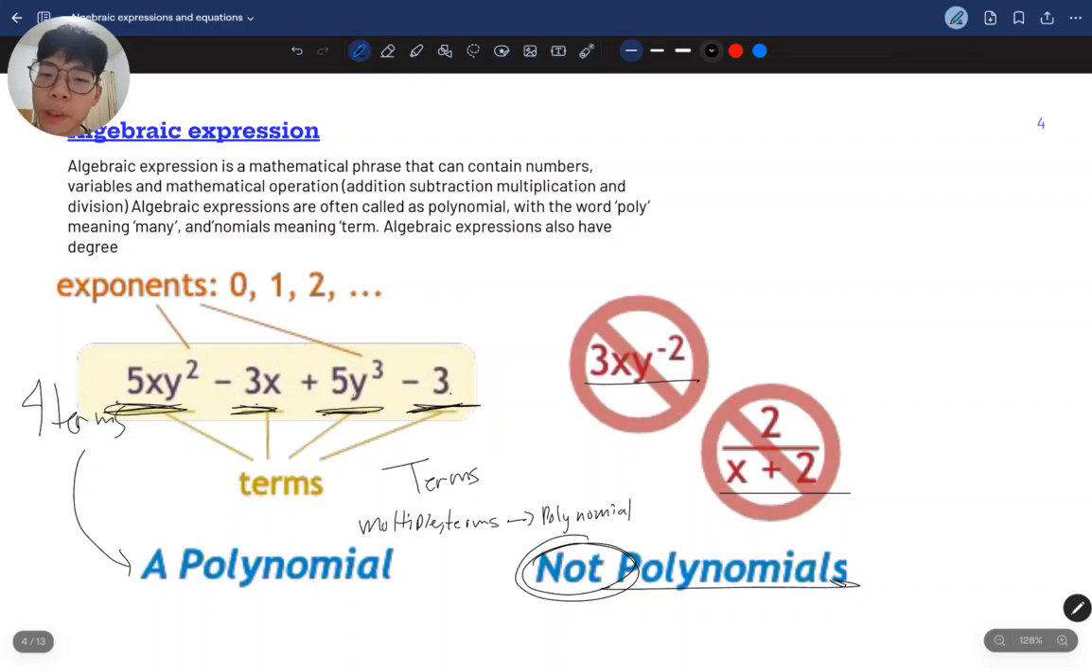And in algebraic expressions, there is also something called degree. Degree, in other words, is the highest exponent of the terms. We should find the highest exponent out there, which is the cube. Out of all those terms, the highest exponent is 3. Therefore, the degree equals 3. Simple as that.